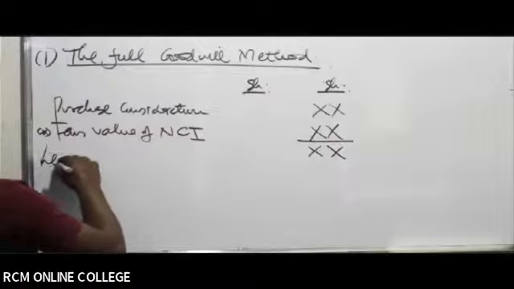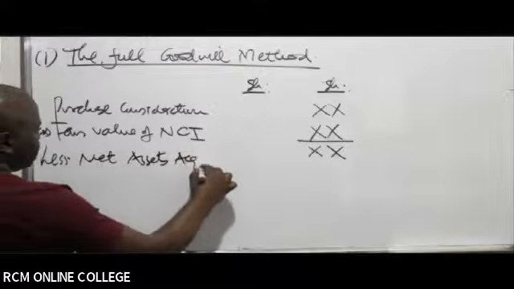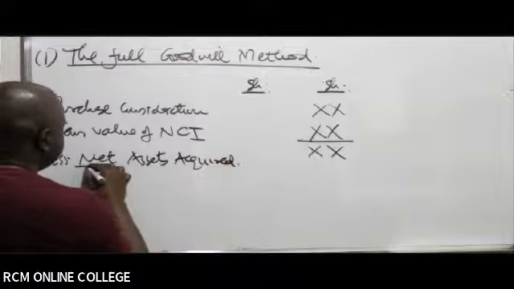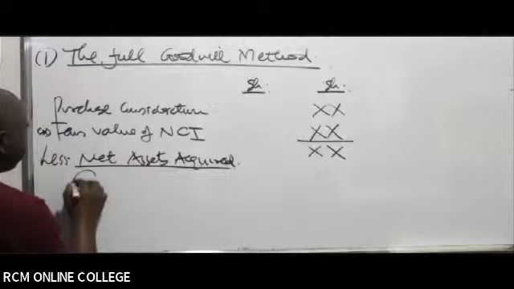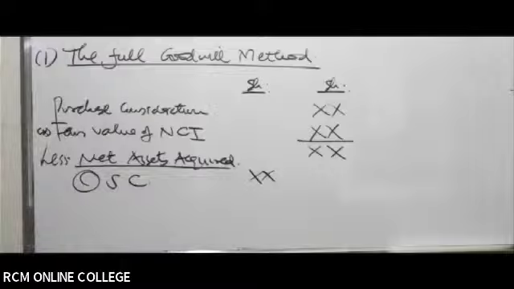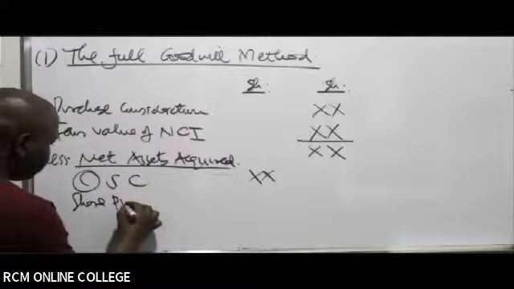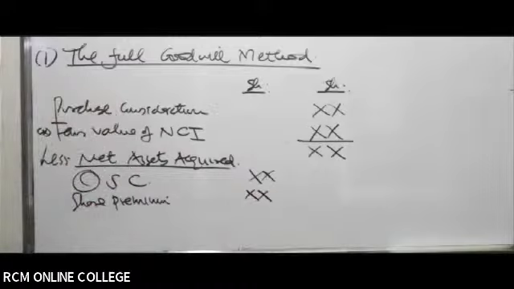You less the net assets acquired. The net assets acquired is basically the equity portion of the subsidiary. The equity portion will likely comprise of the ordinary share capital, so you put the amount here. You can have share premium.